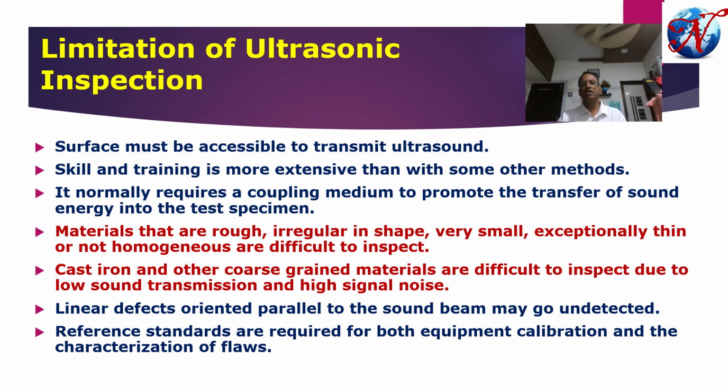There are some limitations in ultrasonic inspection too. The surface must be accessible for transmitting ultrasound. Skill and training required is much more extensive than other NDT methods. It normally requires a coupling medium to promote the transfer of sound energy into the test specimen. Materials which are very rough in surface, irregular in shape, very small, exceptionally thin or not homogeneous are difficult to inspect. Cast iron and other coarse grained materials are difficult to inspect due to lower sound transmission and high signal to noise ratio. Linear defects oriented parallel to the sound beam may go undetected, and reference standards are required for both equipment calibration and the characterization of flaws.